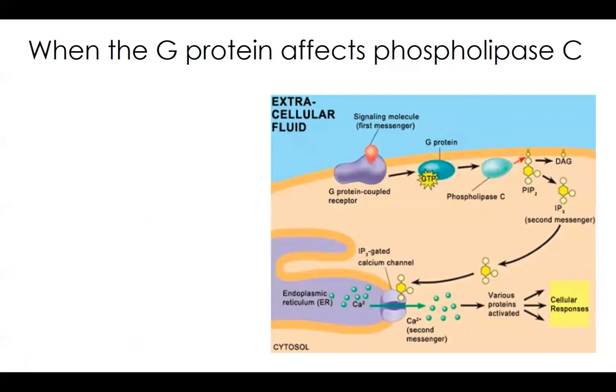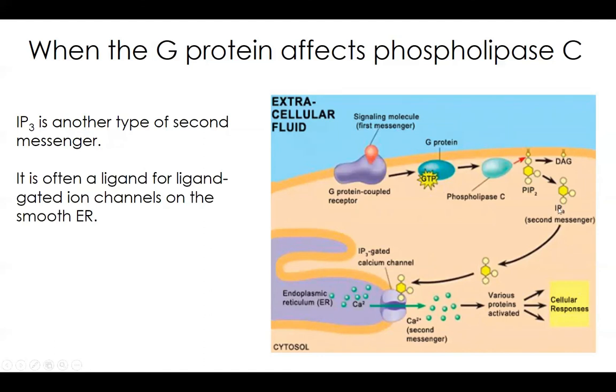In the first Amoeba Sisters video that you should have watched, they talked a little bit about ion channels, and we've talked about them in other contexts in this class up until now. Again, IP3 is another type of second messenger: small molecule, non-protein, non-enzyme. This IP3 can actually be the ligand for some types of ligand-gated ion channels. Specifically, note where this one is. This one's on the smooth ER where we store calcium. So this is a calcium channel.